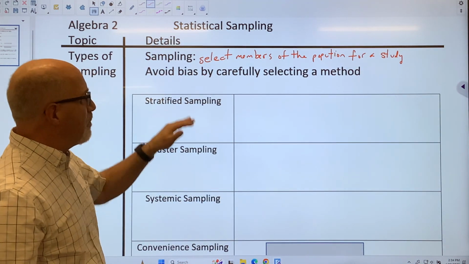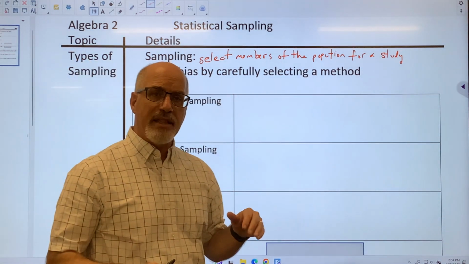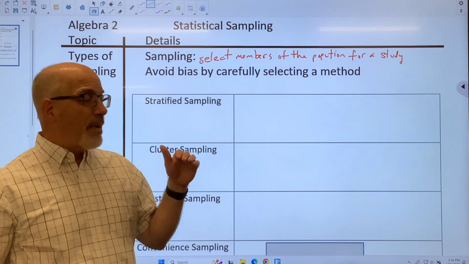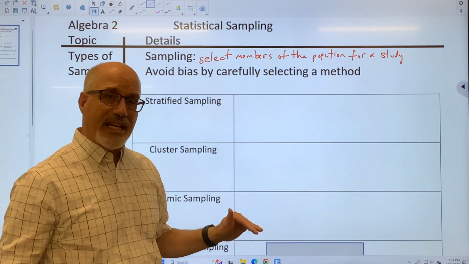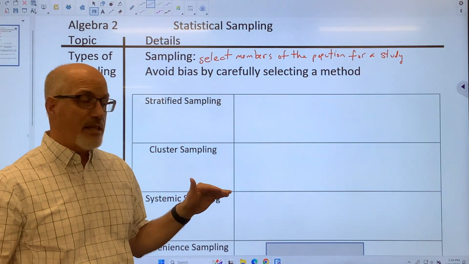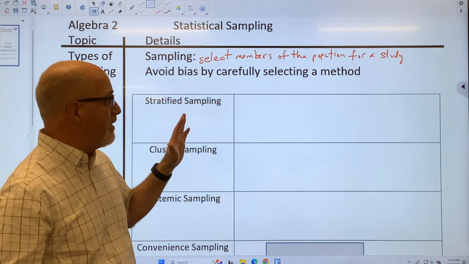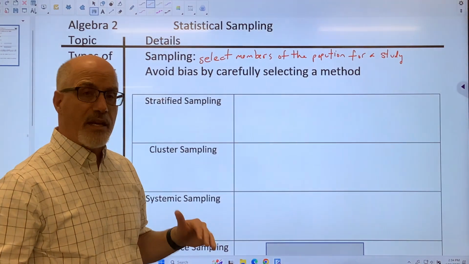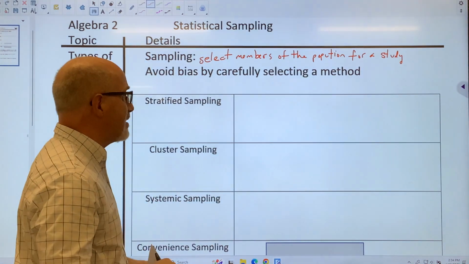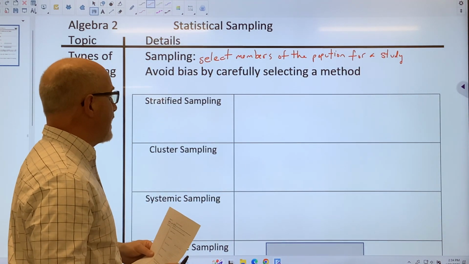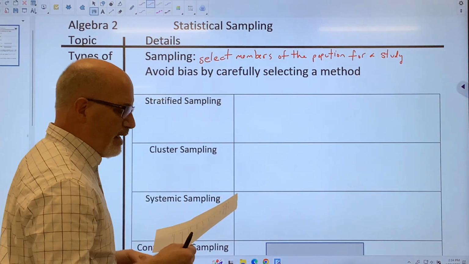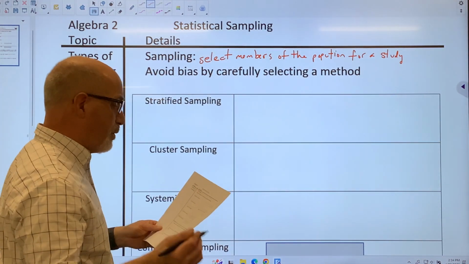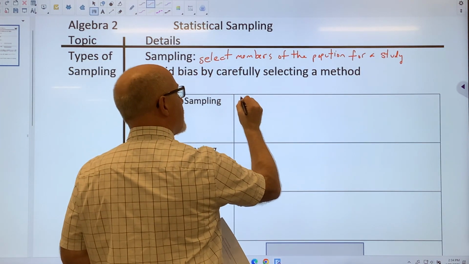Now, avoid bias by carefully selecting a method. You can oftentimes misrepresent the population by how you select the data, the people to be sampled in this, or the things to be sampled. So be very careful to try to select a good method of sampling so that you can reduce the bias in your statistical study. So stratified sampling is where you're going to divide the groups into groups with similar characteristics.